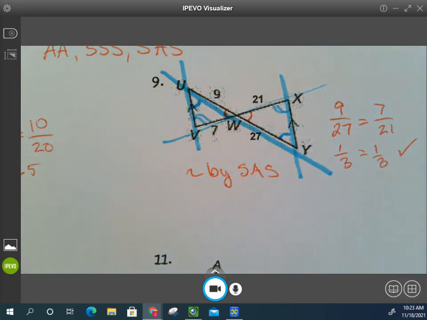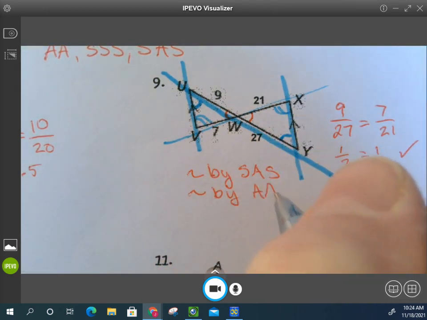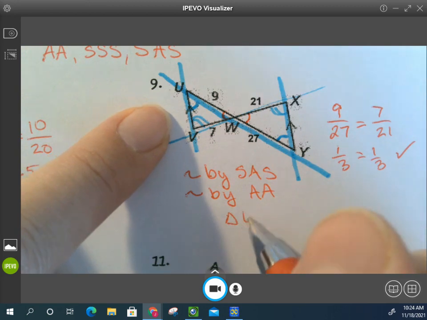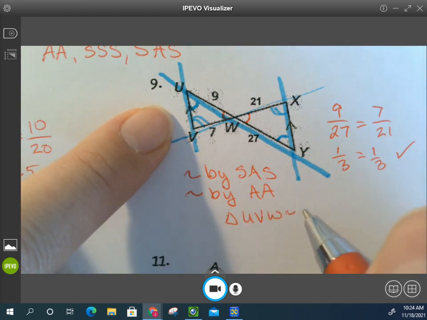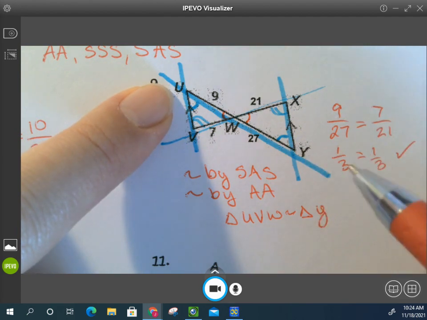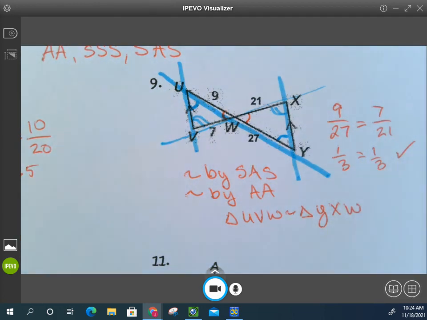So I could also prove this triangle is similar by angle, angle. Okay? I didn't need to prove both ways, but there's going to be a time where maybe you don't have the number. So parallel lines are important. We use that. Okay, triangle similarity. Triangle UVW is similar. Okay, now U goes with Y, and then V went with X, and W goes with W. Okay, so I'm going to have you guys try number 10 and 11. So go ahead, pause this video, try 10 and 11.